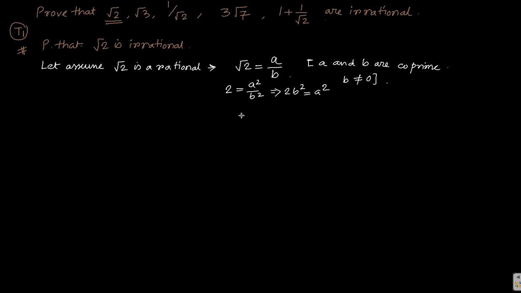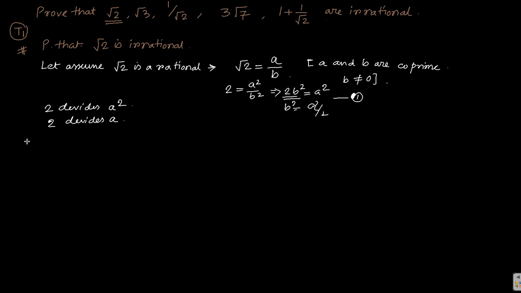It means that b square is equal to a square by 2. That means 2 divides a square, so 2 divides a. 2b square is equal to a square. It means that a is in the table of 2, or 2 is in the table of a. So if 2 divides a square, then 2 divides a. This is equation number 1, that is 2b square is equal to a square.